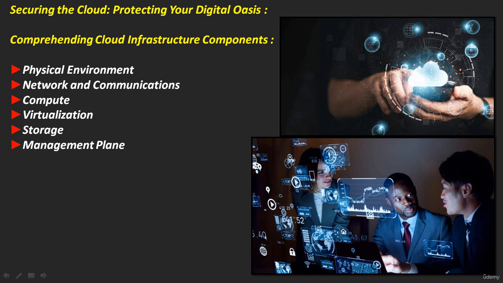Understanding the physical environment of your cloud infrastructure is very fundamental, and this includes the data centers, the servers, cooling systems, and the power supplies, everything. Ensuring that these components are located in secure facilities with stringent access controls is very crucial. That's why data centers should have robust security measures in place, such as biometric access controls, surveillance, and redundant power sources also.